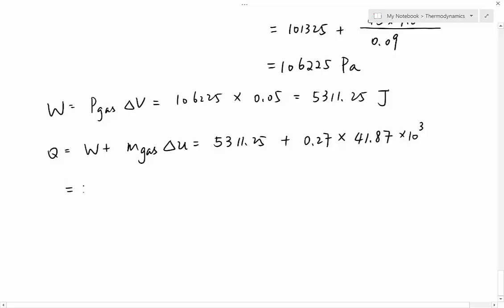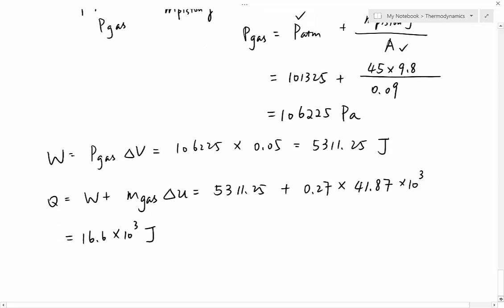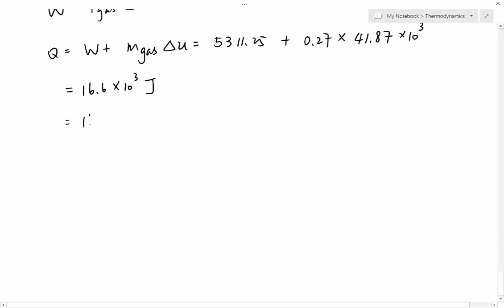Okay, so solution is 16.6 times 10 to the third. Okay, what is the unit to my solution? Like before, because I used SI unit for everything in the right hand side, my solution must have SI unit. What is the SI unit for heat transfer? Joules. Alright, and then don't forget, what does the question ask for? It asks for Q in kilojoule, so make sure you convert your solution to kilojoule. So 16.6 kilojoule. And again, my solution is positive.